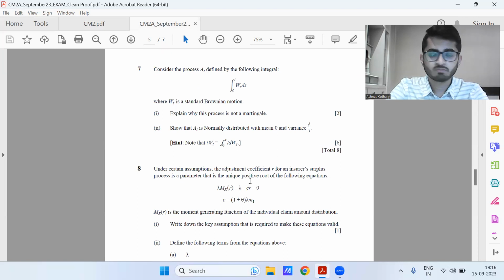Moving forward, question 7. I don't know anyone who has attempted this. This was honestly the most difficult question of this entire paper. I don't know anyone. It's something which you might not find directly available in material, or at least not even in the past year questions.